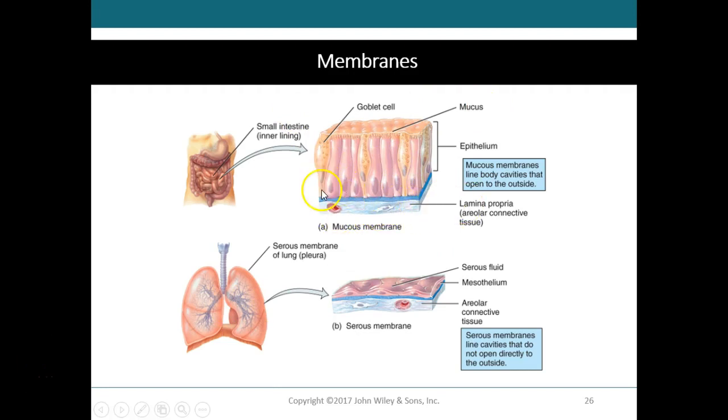So mucus is very sticky, and here you can see the epithelial layer attached to the connective tissue layer. You can also see these unicellular mucus secreting glands known as goblet cells. So the goblet cells secrete mucus here onto the free surface, and then things get trapped in that mucus so we can get rid of it.